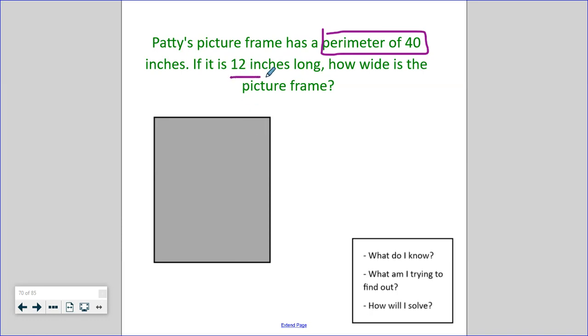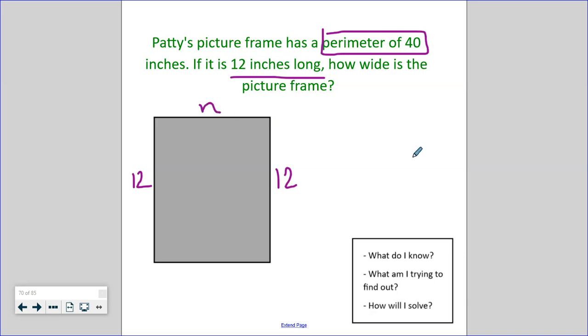What else do we know? We know it's 12 inches long. So I'm going to go ahead and label that. I know it's 12 inches long. If it's 12 here, we know it's also 12 here. Okay, what are we trying to find out? We're trying to find out how wide it is. So what is this length here?